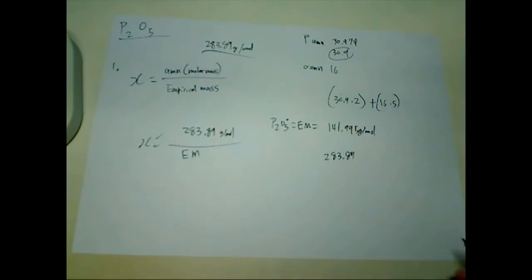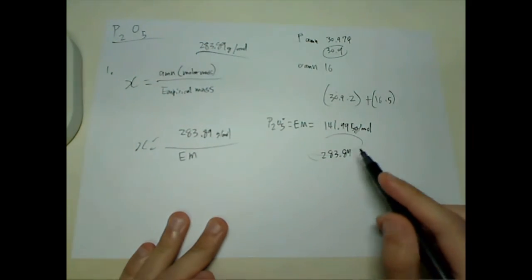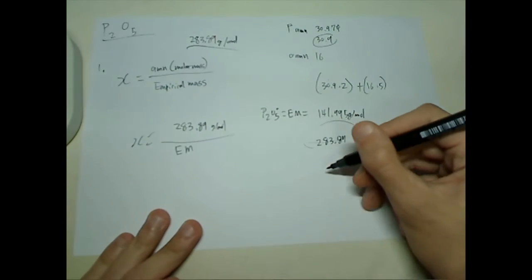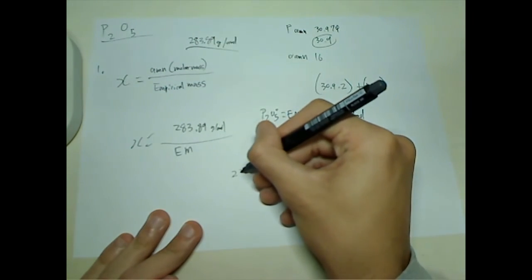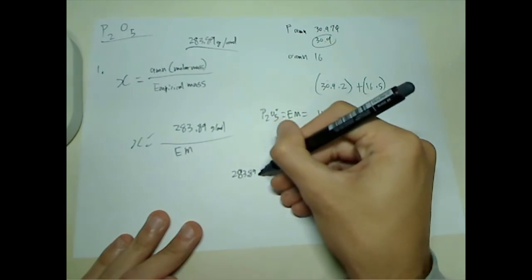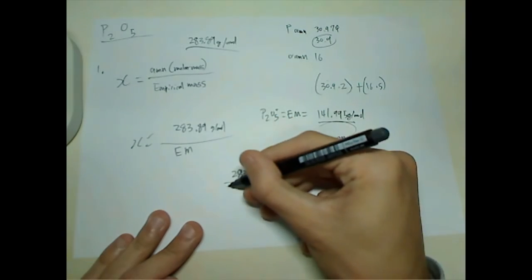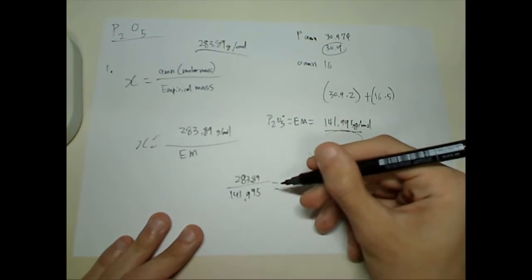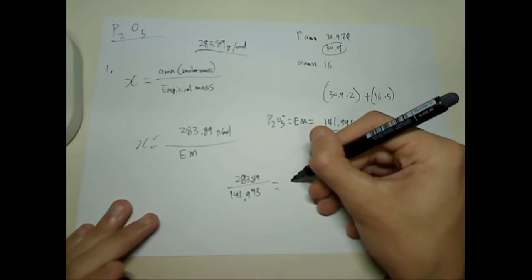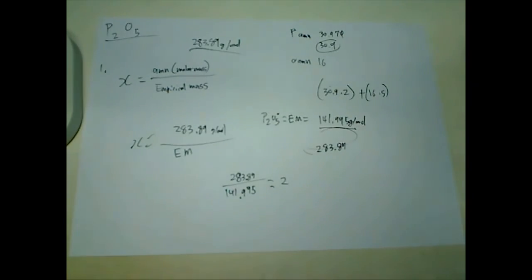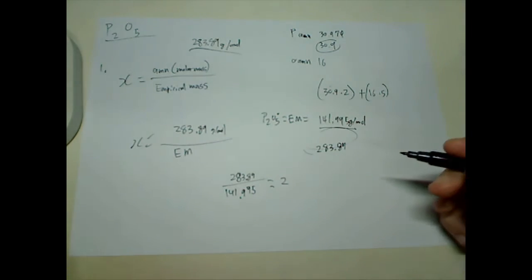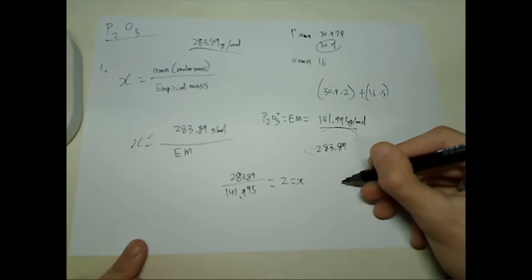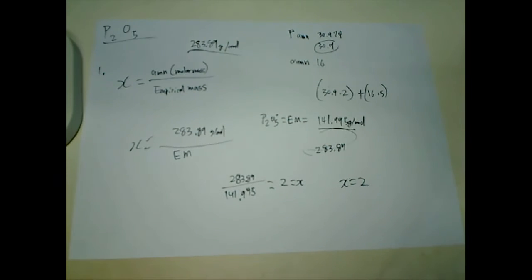So now, all we need to do is divide these two numbers, the actual mass by the empirical mass. And if we do that, 283.89 divided by 141.995, we get a number that's roughly equal to about 2. It's not exact, but it's pretty close. So now what do we know? We know x is equal to 2. That's kind of a long first step. It's actually a series of steps inside that step, but that's how you find x.